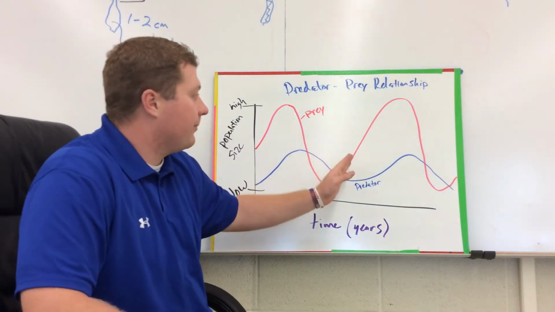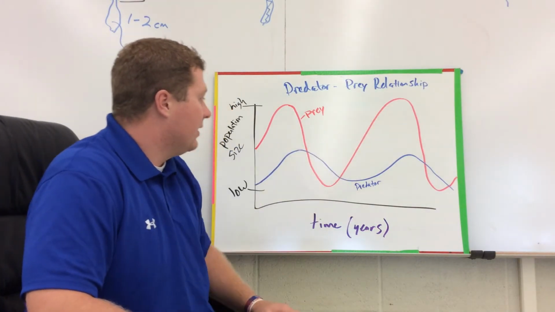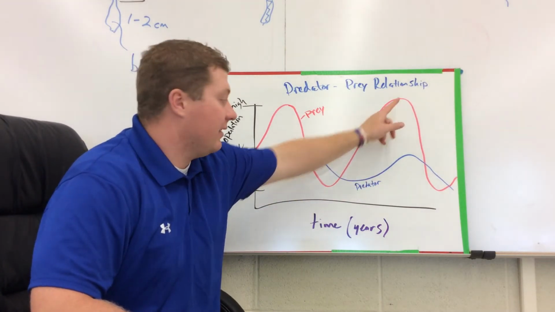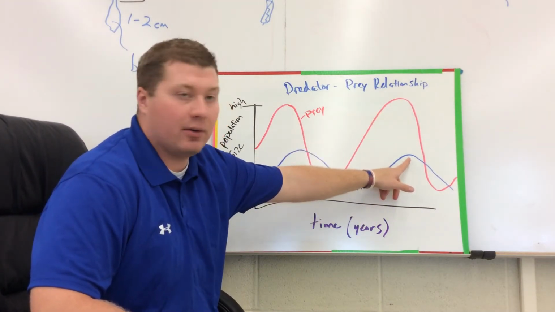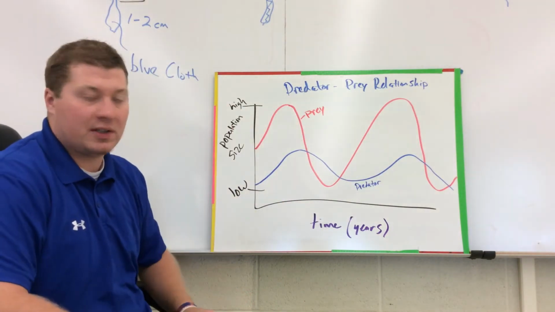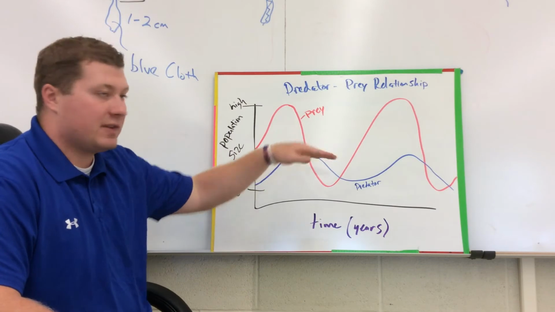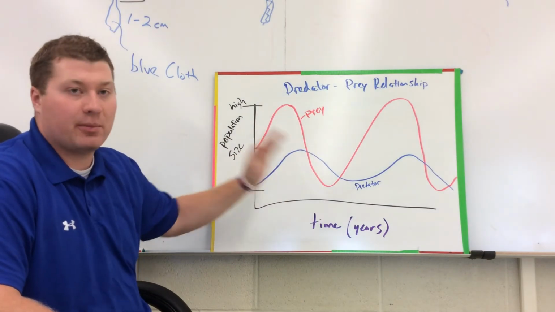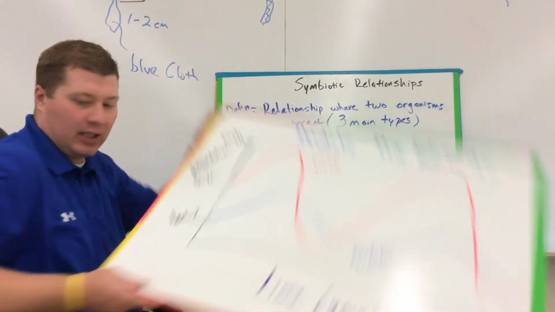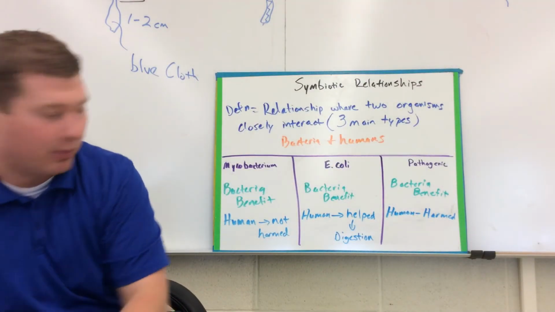If we go down here, we see the cycle repeats again. So when the prey gets high again, then the predator, about a year later, their population will get high again. So predator-prey is simply one consuming the other, and they follow the cycle where the prey actually determines how many predators there can be in an environment. A lot of people get those two mixed up or backwards.